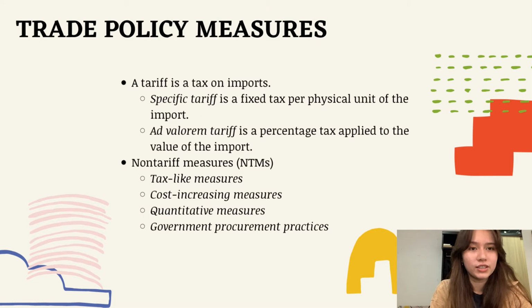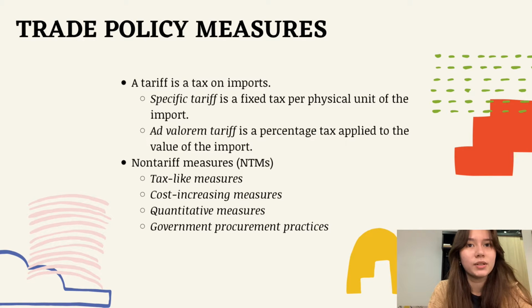Next, there are non-tariff measures, or NTMs. There are four categories. First are tax-like measures, which include anti-dumping, or AD duties, countervailing duties, or CVDs, temporary import surcharges, and variable levies. Next are cost-increasing measures, which include what is known as standards and technical regulations, or STRs, and technical barriers to trade, or TBTs, sanitary and phytosanitary, or SPS, requirements, prior import deposits, customs procedures, and reference or minimum import prices.